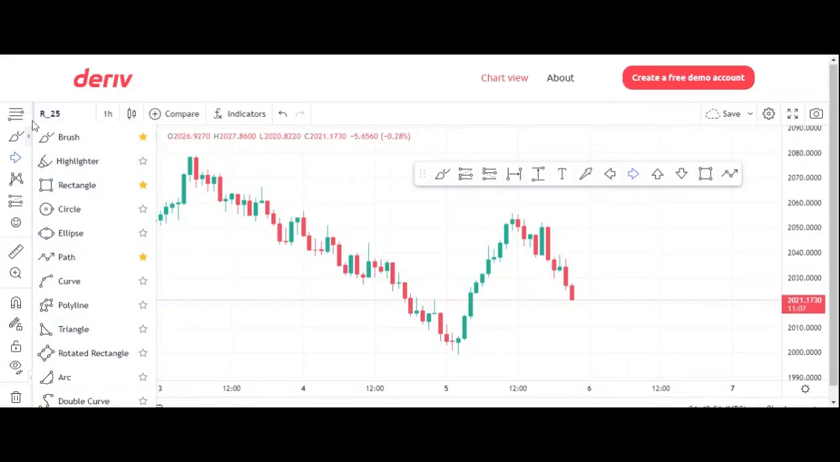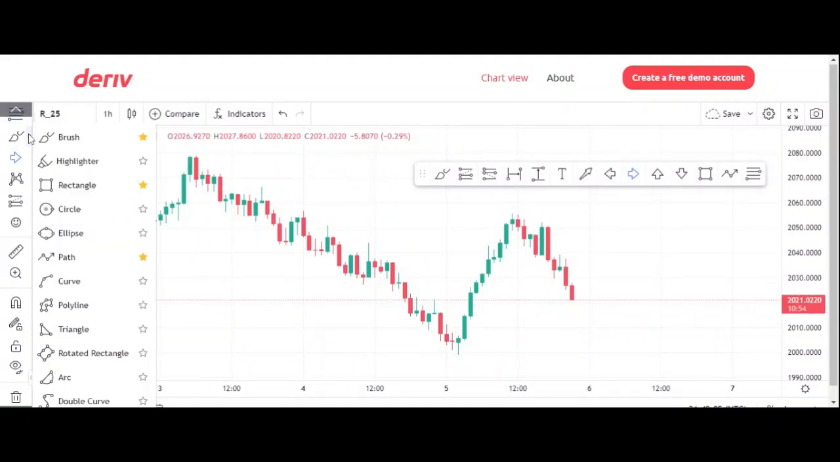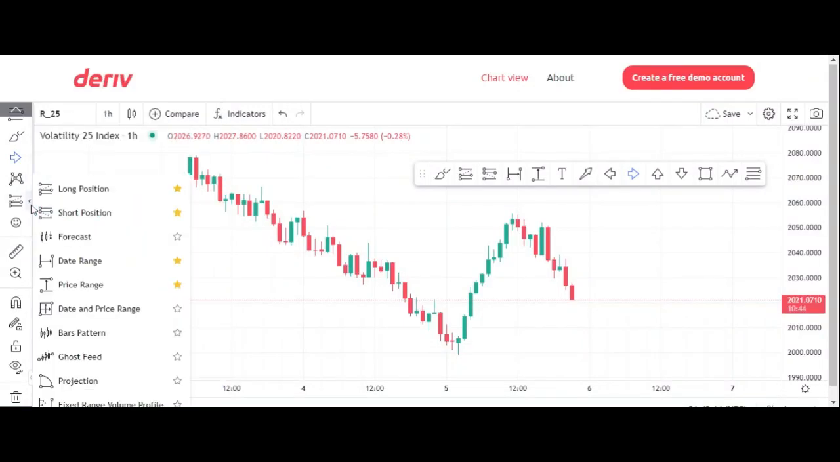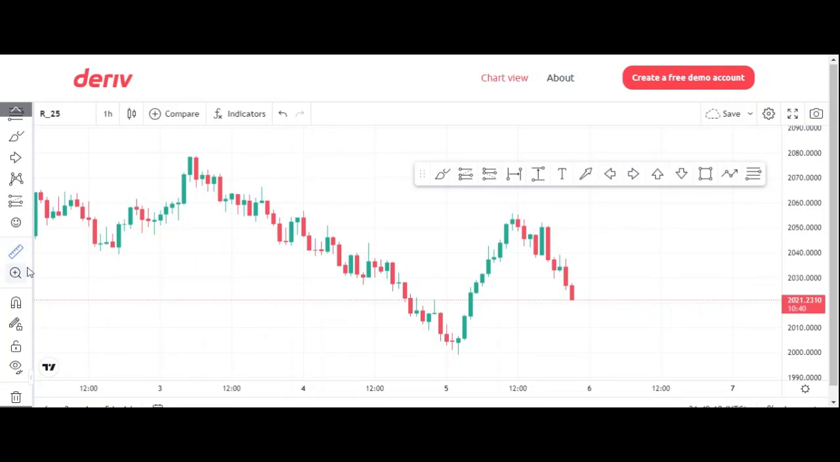Having your trading tools organized in a single location on your analysis page offers several practical benefits. Number one is efficiency. When your tools are easily accessible, you can quickly switch between them without wasting time searching. This efficiency can be crucial during fast-paced market conditions. Number two is clarity. A well-organized workspace reduces clutter and improves clarity. By grouping related tools together, you can avoid confusion and make more informed decisions.